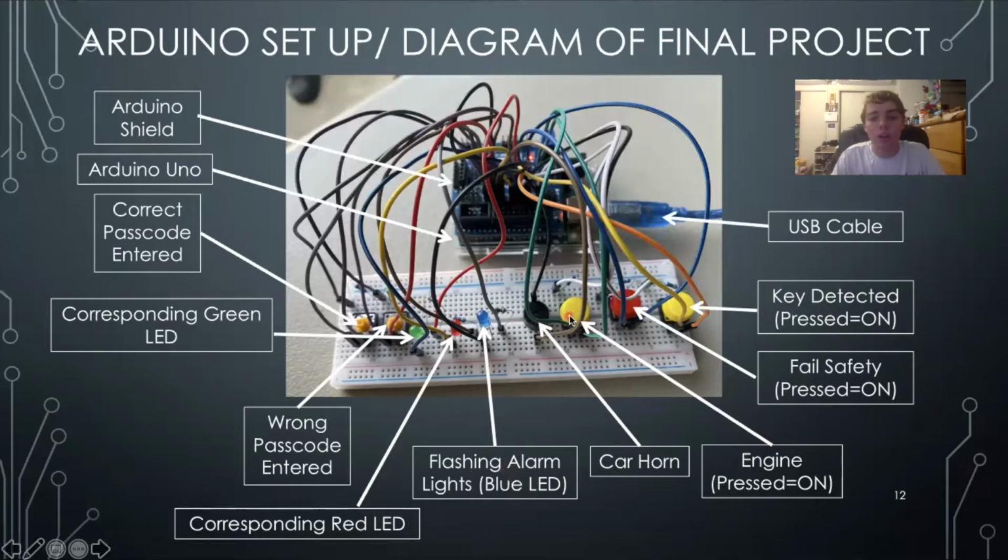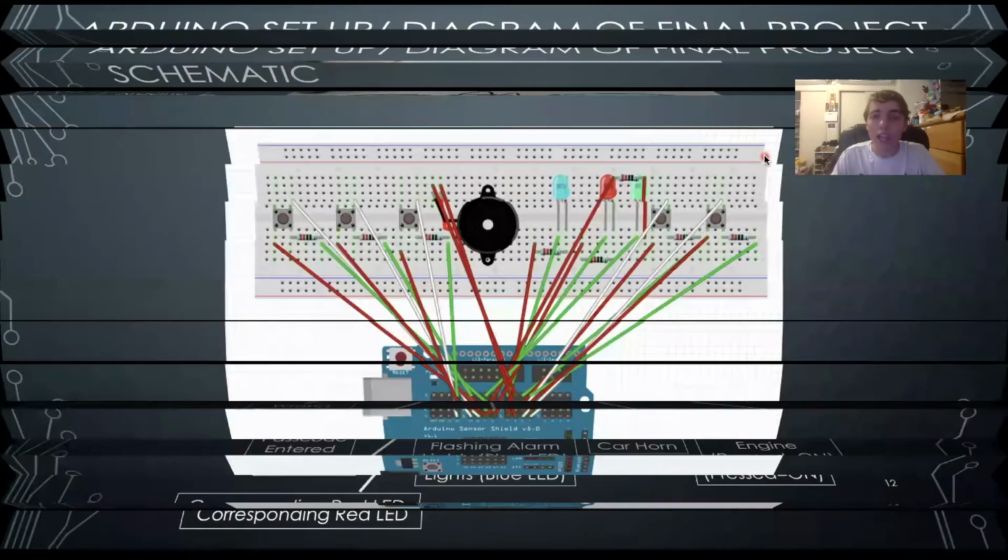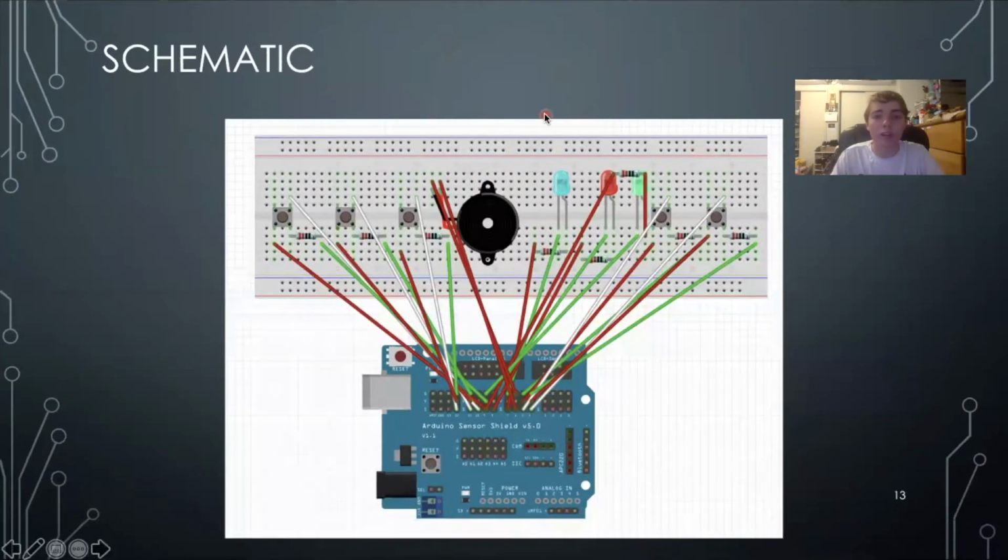Here's the car horn, the engine. If it's pressed, it will be on. Here's the failsafe button. So if pressed, it will turn on the failsafe scenario. And here's the key detected. If pressed, it would be 1. And here's our USB cable in where we got our power source of 5 volts. And at this time, I'd like to pass it back over to Marcelo.